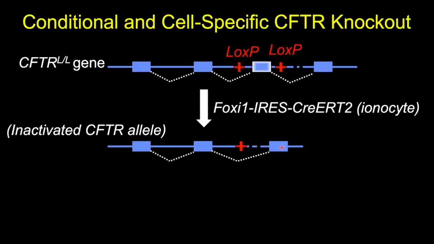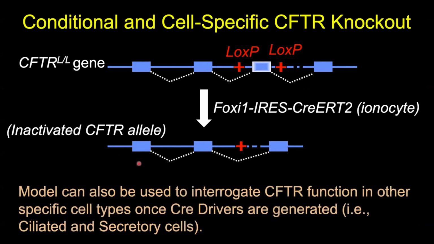We're currently breeding the conditional CFTR knockout ferret to the FOXI1 IRES CRE to allow for the study of cell-specific ablation of CFTR. And this conditional model can also be used with other Cre drivers to understand the contributions of secretory cells and/or ciliated cells to anion conductance.